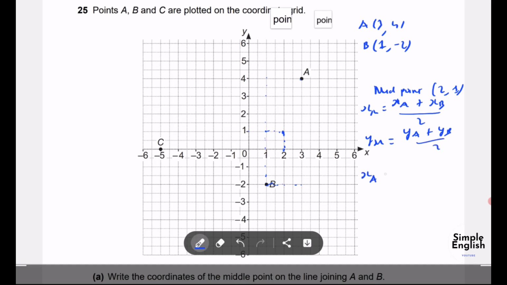Okay, x of the midpoint, I'm sorry. So let's check. It means 3 plus negative 1, divided by 2, which is 2 over 2, which is 1, right? How about the y midpoint? It means 4 plus negative 2, divided by 2. So we have this one is 1, right? It's correct, right?